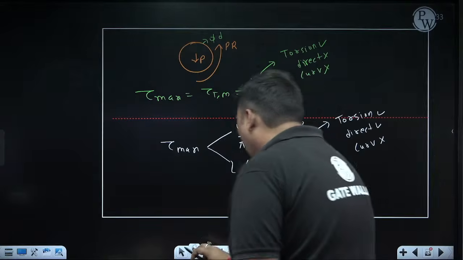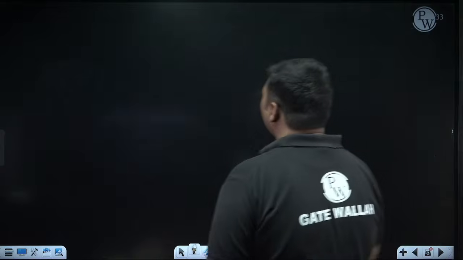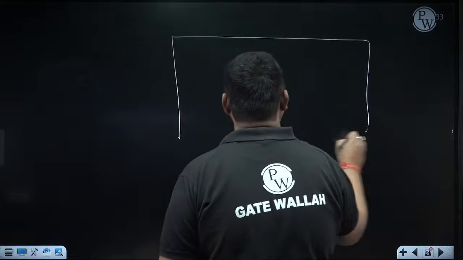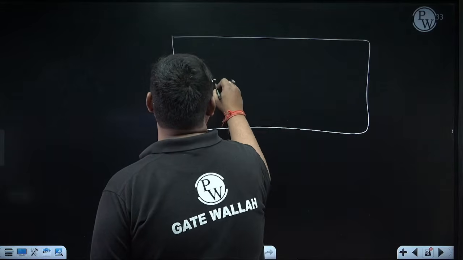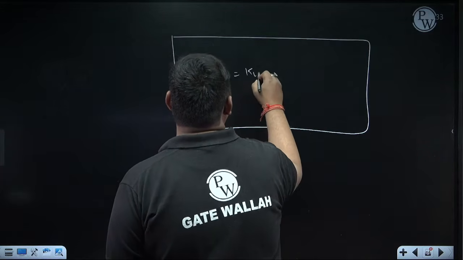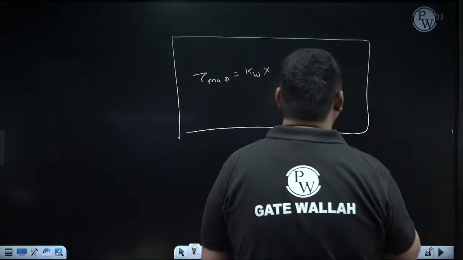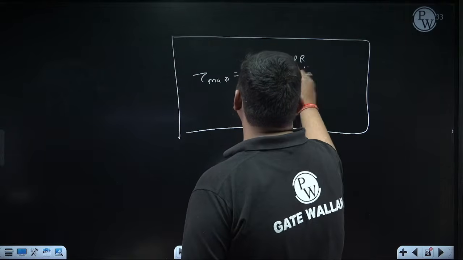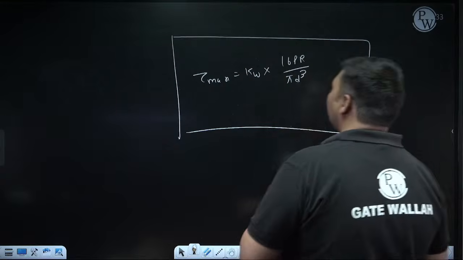Now, sir, if you want to consider the curvature effect also, then the formula to calculate tau max is Kw, which is the Wahl correction factor, into 16P capital R upon pi d cube. Means first write maximum torsion shear.